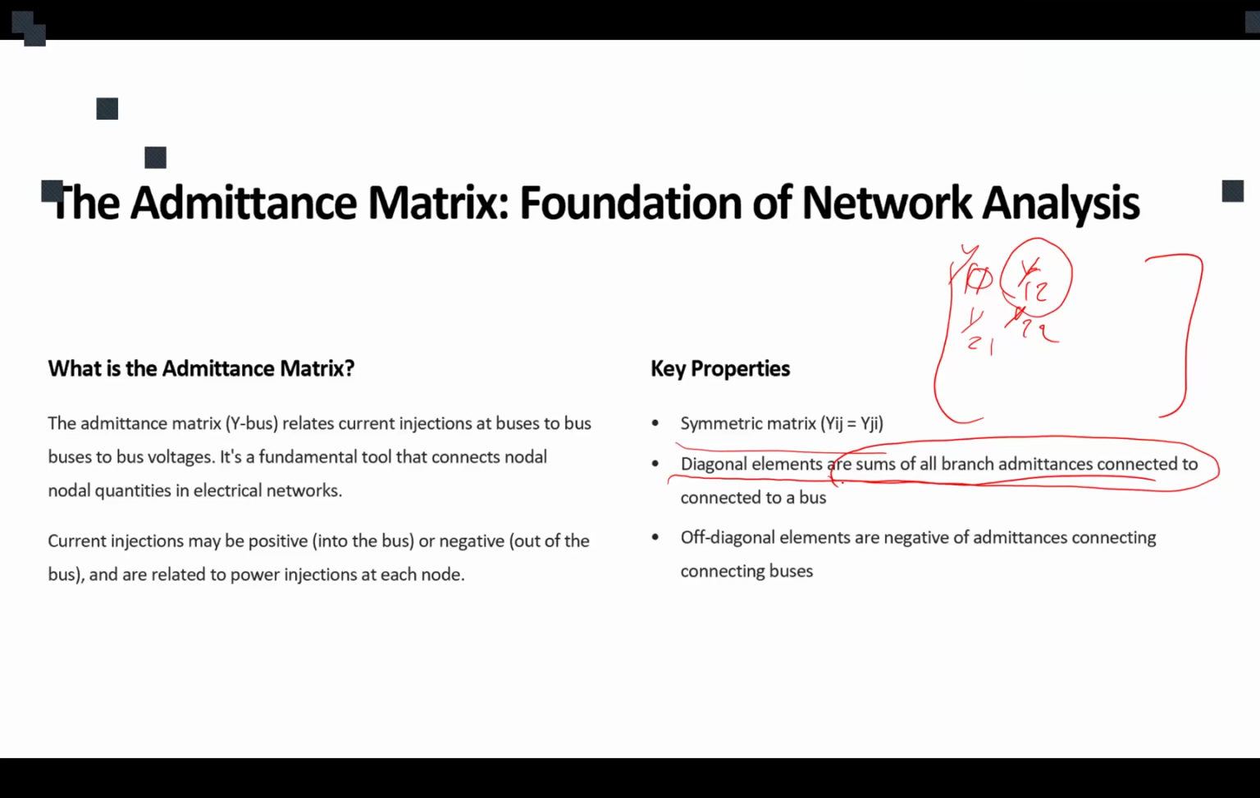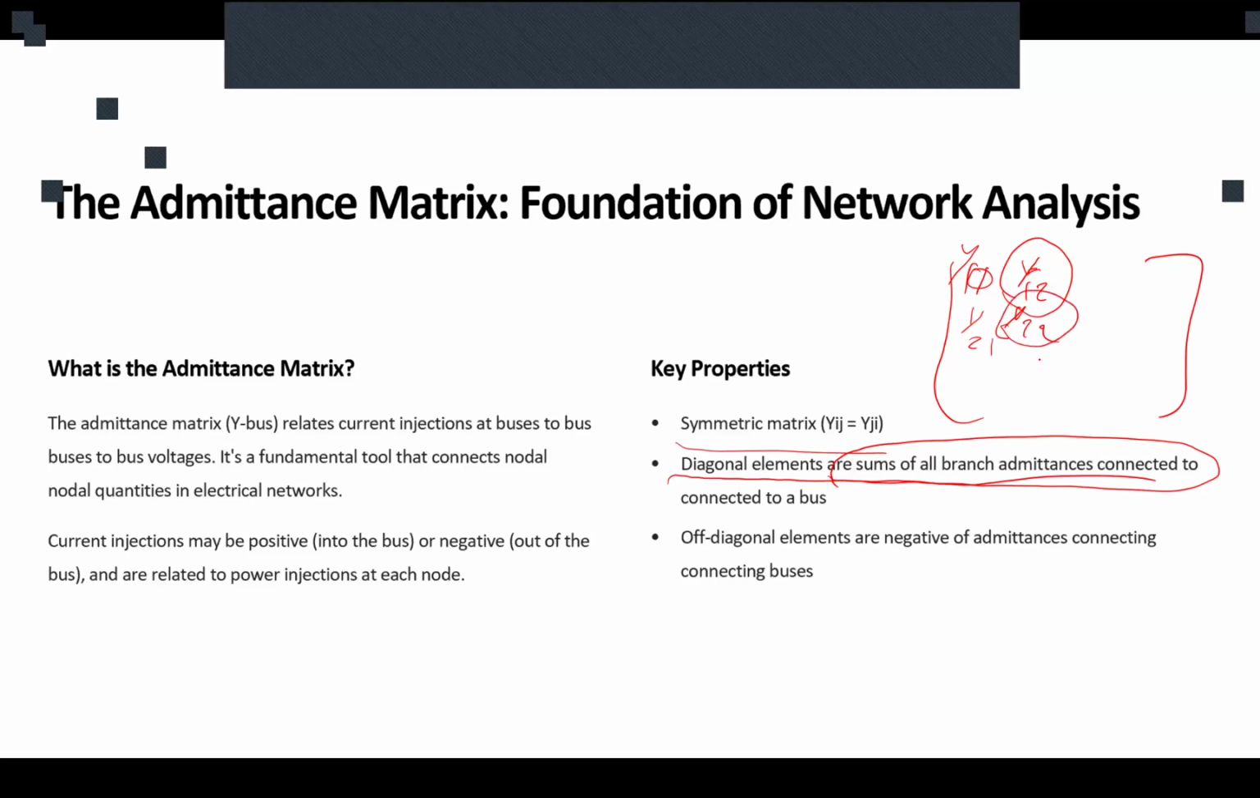Make sense? Or if it's 3, be 1, 2. No, if it's like y22, all the admittances that are connected to bus 2. And y33 is all the admittances connected to bus 3. It doesn't necessarily mean that these two buses are connected to each other, because this could be bus 1, bus 2, and bus 3. Admittances connected to bus 3 are not the same as admittances connected to bus 1.